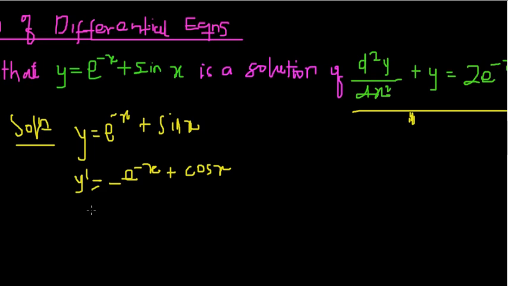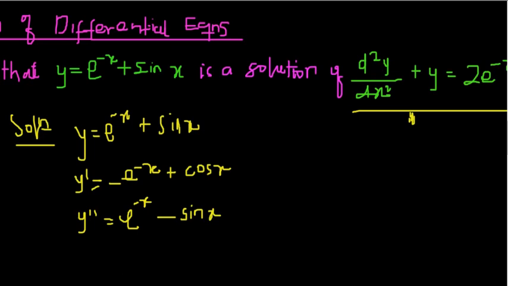Now let's take the second differential, y double prime. When you differentiate e to the power minus x, since this is already negative, the negative will multiply this negative, and you get a positive value. That's -1 multiplied by -1 gives us +1, so you have e to the power minus x. And whenever you differentiate cos x, you get negative sin x. So we have negative sin x. We are done.